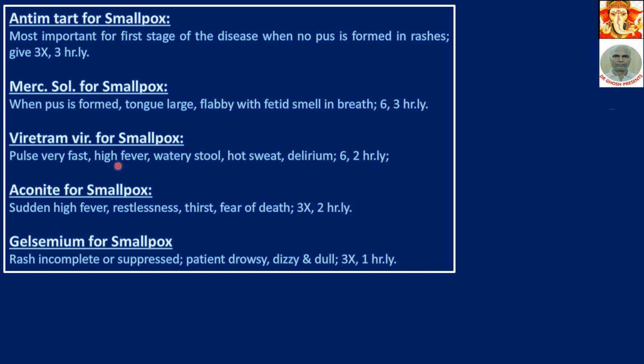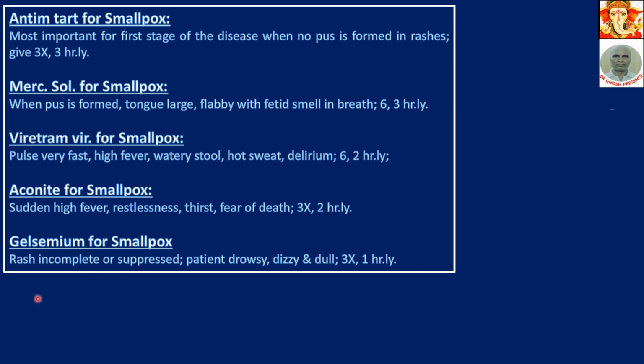Veratrum viride for smallpox. Pulse very fast, high fever, watery stool, hot sweat, delirium. Give Veratrum viride 6, 2 hourly. Aconite for smallpox. Sudden high fever, restlessness, thirst, fear of death. Give aconite 3x, 2 hourly.